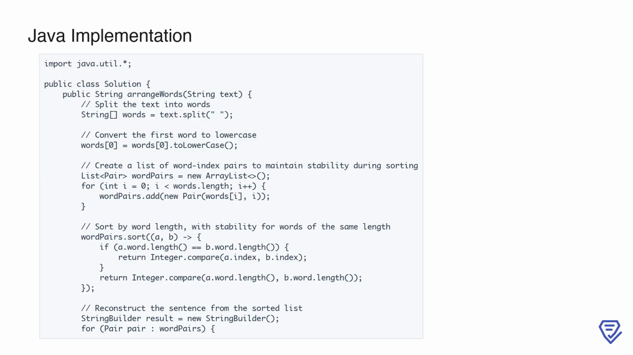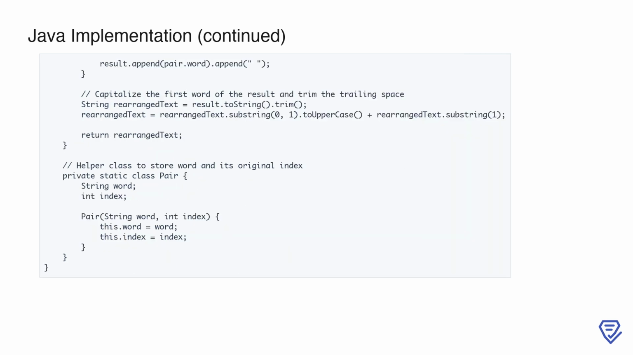The sorting logic is then implemented using a comparator. It first compares the lengths of the words, and if two words have the same length, their original indices are compared to preserve the order. This ensures that the sorting is stable while achieving the desired arrangement by word length. Finally, we initialize a string builder to help reconstruct the sentence from the sorted list of pairs. We continue by appending each word from the sorted list of pairs to the string builder, ensuring that the words are added in the correct order.